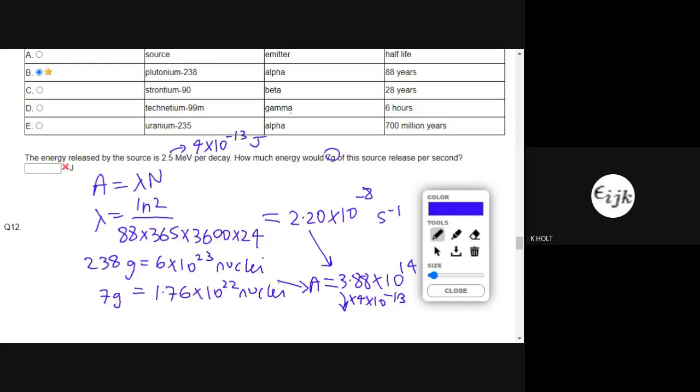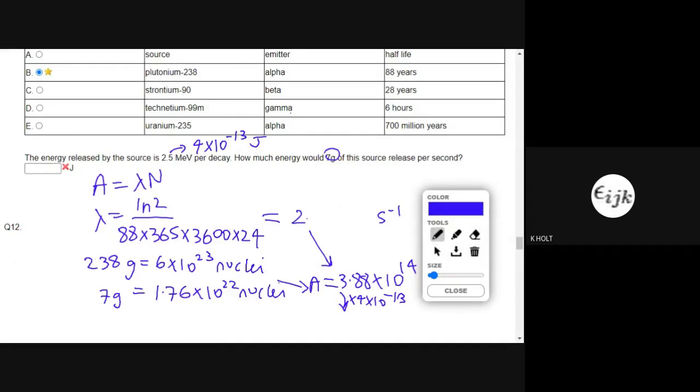And that is, oh gosh, what have I done? Have I made another mistake? 3.88 times 10 to the 14 times 4 times 10 to the minus 13. Okay, so this was my original mistake. There was a mistake here.